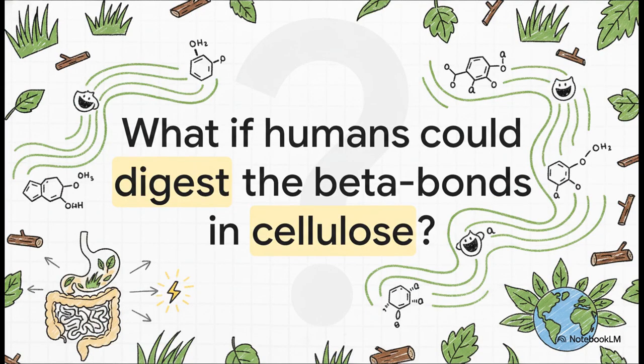Which leaves us with a pretty wild thought to end on. Because of that straight, tightly bound beta-1,4 linkage, humans completely lack the digestive enzymes required to hydrolyze cellulose. We easily break down the alpha bonds in starch, but cellulose just passes right through us as dietary fiber. But imagine if we could. What if human biology possessed the enzyme to break those beta-glycosidic bonds? We could literally eat and extract energy from grass, leaves, and the woody stems of plants. How would that reshape our entire relationship with nature and the global food supply? It's definitely an amazing thing to think about.